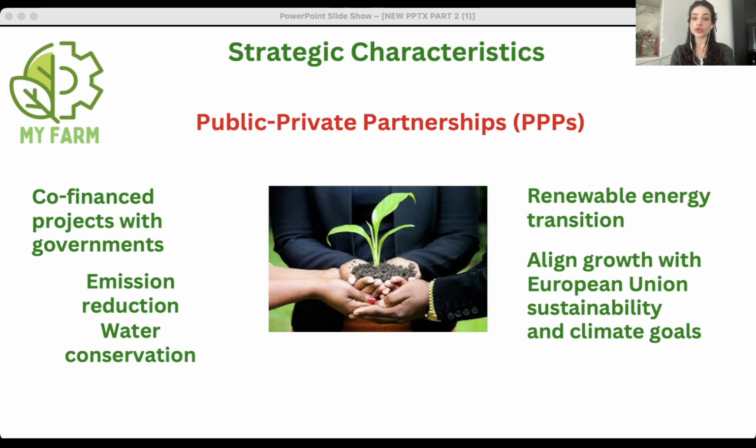The second strategic characteristic relates to public-private partnerships. So governments often support these enterprises through co-financed projects, which are aimed at reducing emissions, conserving water, or transitioning to renewable energy. Indeed, this aligns their growth with EU-wide goals for climate resilience and sustainable development.